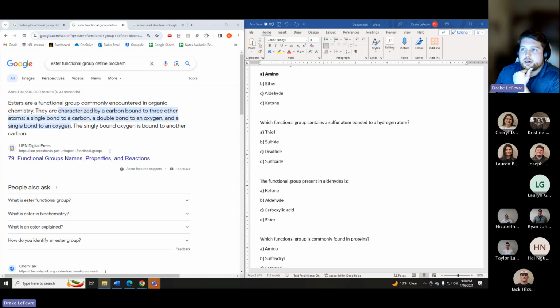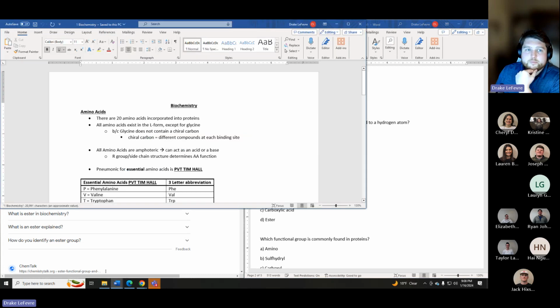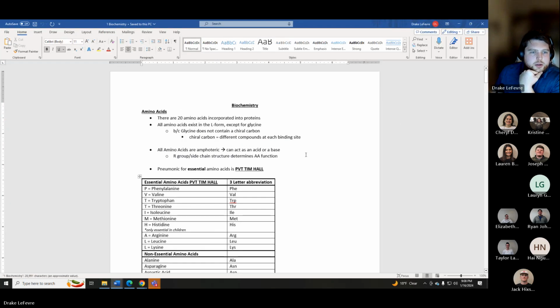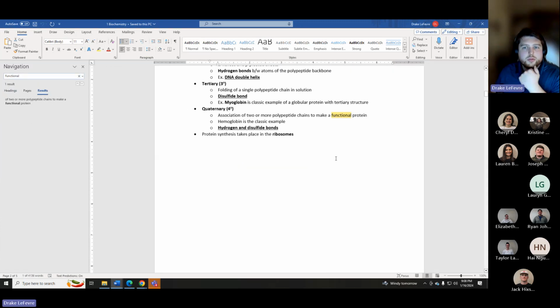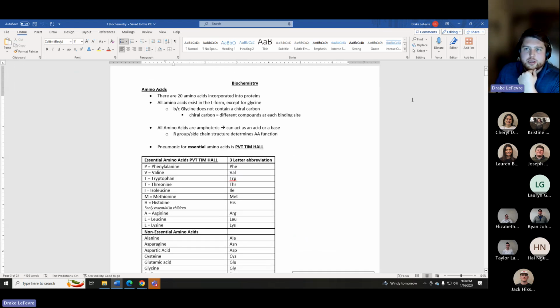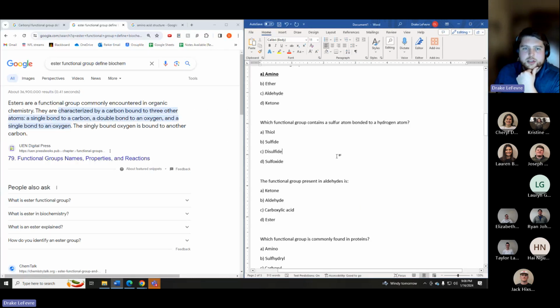Let me actually pull up functional groups in this as well. I don't. Okay. Functional groups aren't huge on boards. It's more the amino acids. And when we're talking about amino acids, we'll get more into that.